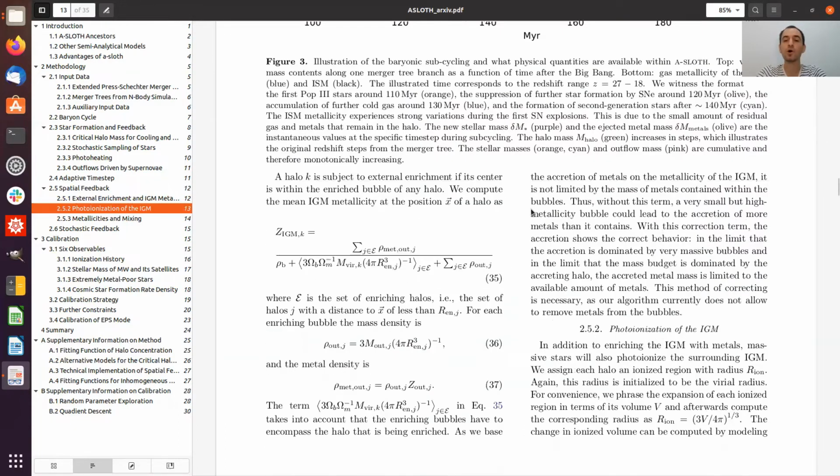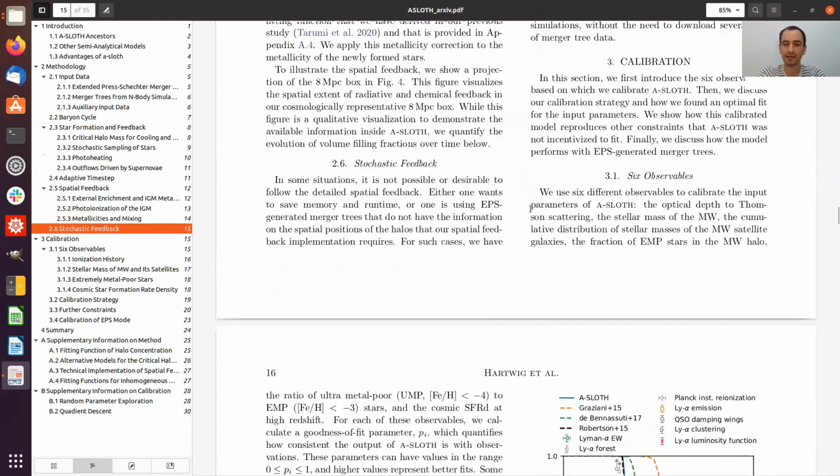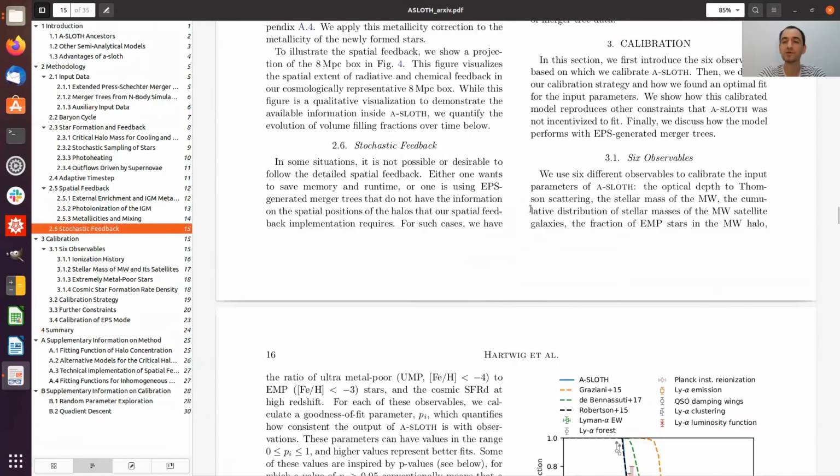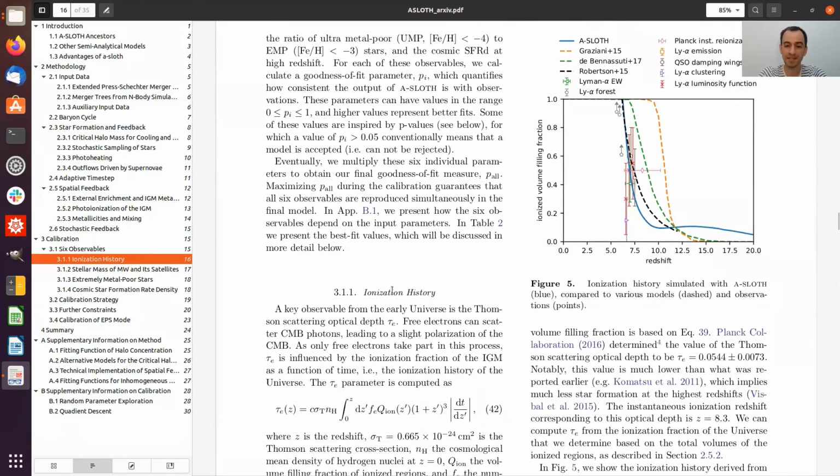In A-SLOTH, we also have various free input parameters that need to be calibrated. To calibrate those, we have 6 independent observables. So these 6 observables are the ionization history. So in a cosmologically representative box, we try to reproduce the optical depth to Thomson scattering, which you see here.